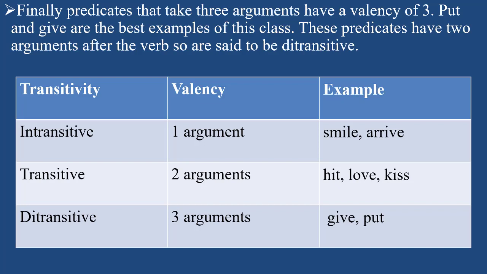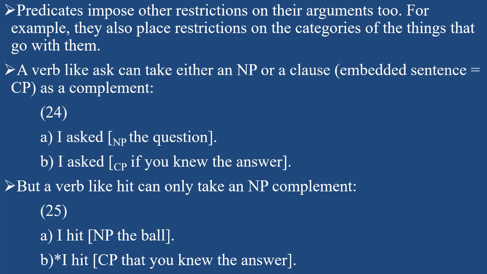Ditransitive requires 3 arguments. That is, one which is the subject. For example, John puts an apple on the table. So we have 3 arguments: John, the apple, and the table. We can say that put and give have a valency of 3. That is, these verbs require 3 arguments. All right, so let's move on.